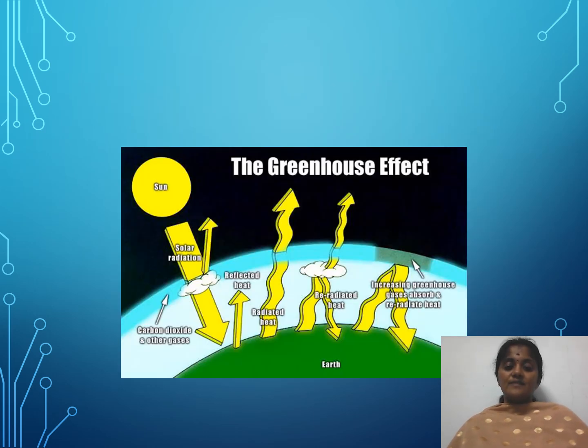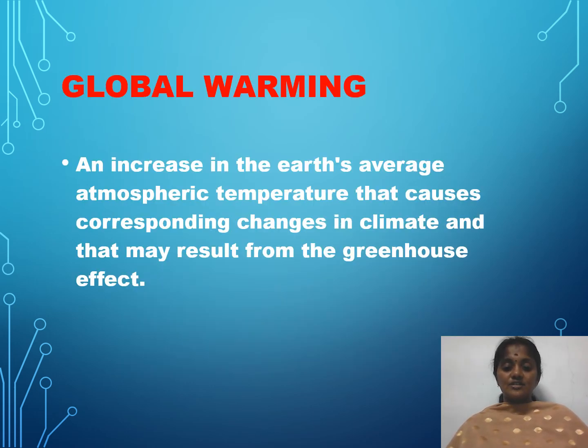The greenhouse effect. The concept has been explained very clearly. The solar radiation from the sun is coming to the earth and then the reflected heat is sent back to the atmosphere. Some amount of heat is trapped because of the blanket-like greenhouse gases and then the earth is getting warmer. So this process we call the greenhouse effect.